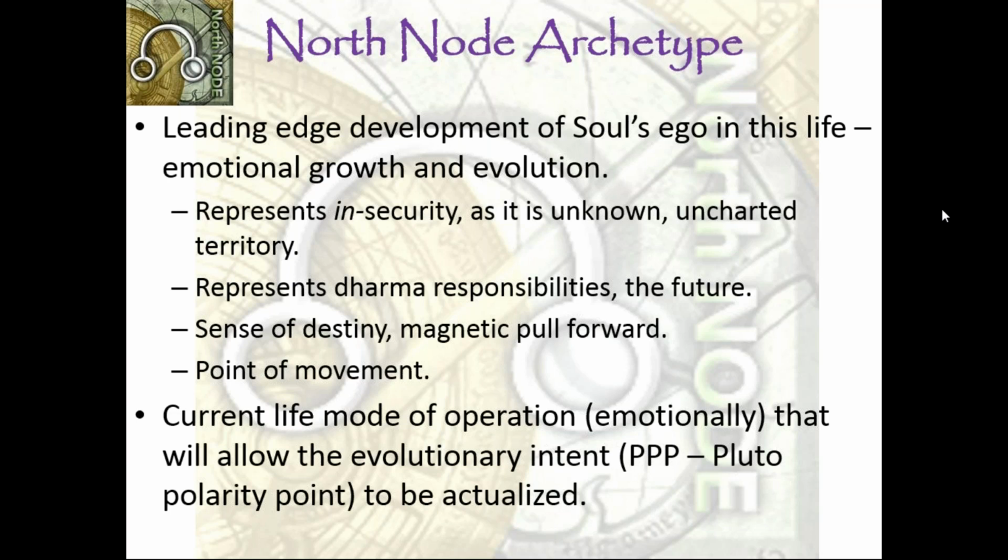It is the current life's mode of operation on emotional levels that allows the evolutionary intent to be actualized. And by evolutionary intent, in general terms, we mean the Pluto polarity point, the opposite of where natal Pluto is on the zodiacal wheel. There are exceptions to this. If you want to know about Pluto conjunct South Node or North Node, I refer you back to the webinars from 2014 when we addressed the planetary method of Pluto and the nodes.